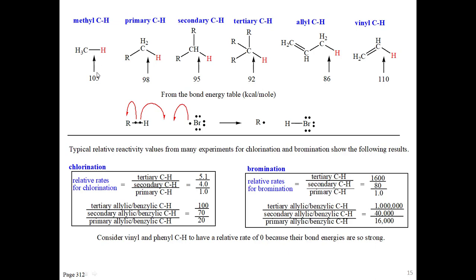Okay. So the ones that we're interested in: methyl, 105. This, even though it's 105 and expensive, there's only one kind. A methyl is a methyl. And so this would work on a methyl. It has no competition to go against it. Primary, 98. Secondary, 95. Tertiary, 92. Allyl, very, very reactive, even though it's primary. And vinyl, very unreactive.